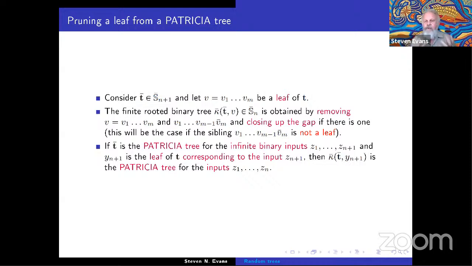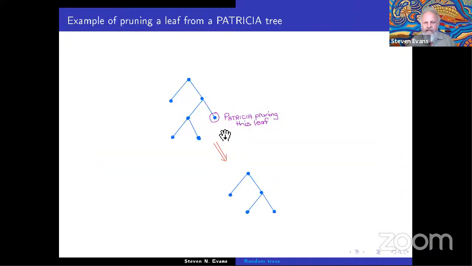Okay, so this pruning operation corresponds to getting rid of one of the inputs. Okay, so here's graphically what the pruning looks like. What we do is remove this leaf and we remove its sibling and close up the gap. So this guy here gets shunted up to there.